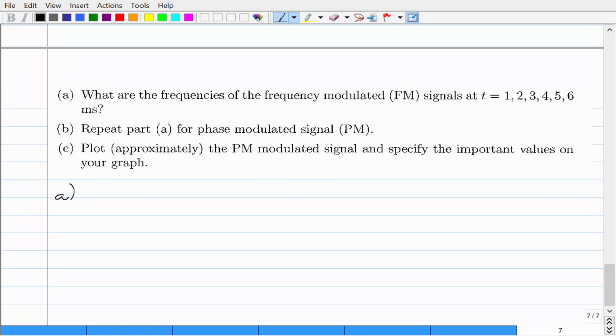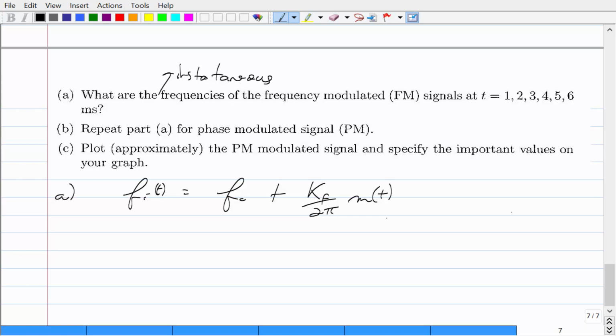Okay, so if you remember, the instantaneous frequency is defined as the carrier plus, let's see here, in frequency, the sensitivity divided by 2 pi times the message signal. Okay, so this is the definition of instantaneous frequency. So what are the frequencies? I like to point out that this is instantaneous frequency, but it's synonymous, because what you want to know is, right at that point in time, what is the actual frequency visualized at that point? Okay, so this is actually quite simple.